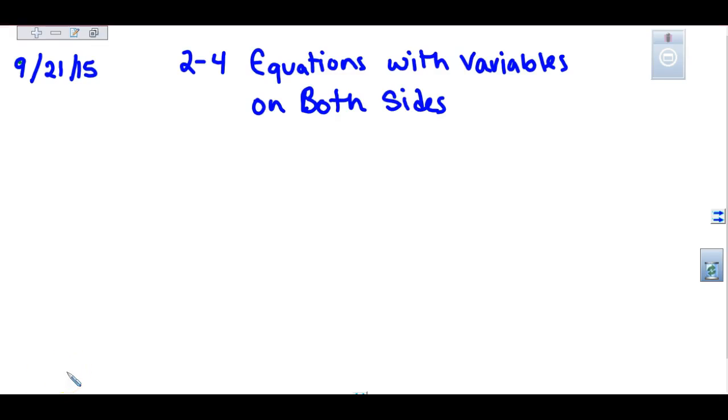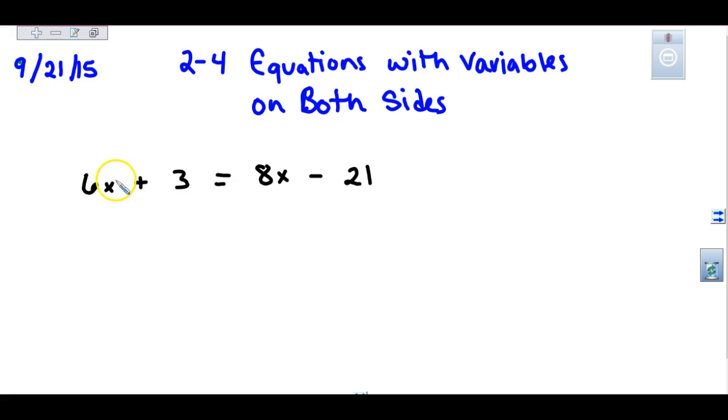Today we're talking about equations with variables on both sides. So let's start with an example. If we have 6x plus 3 is equal to 8x minus 21. When we are solving an equation, the goal is to isolate the variable. We want the variable by itself.